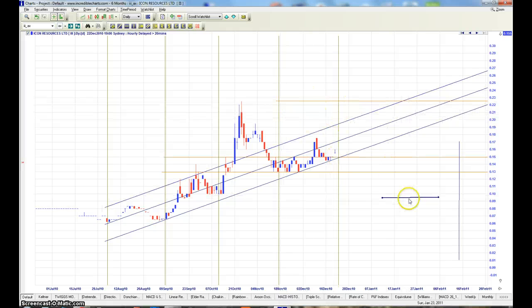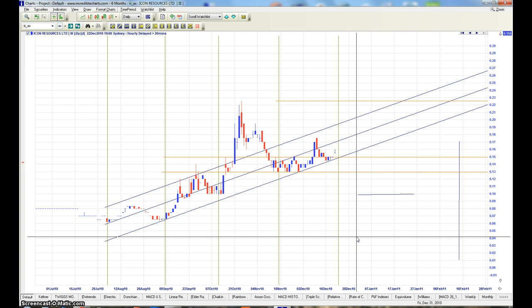Now when this latest time range completes, which could be any time between now and next week. Anyway, that's just me.